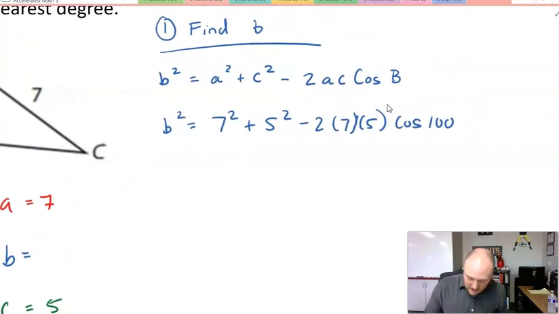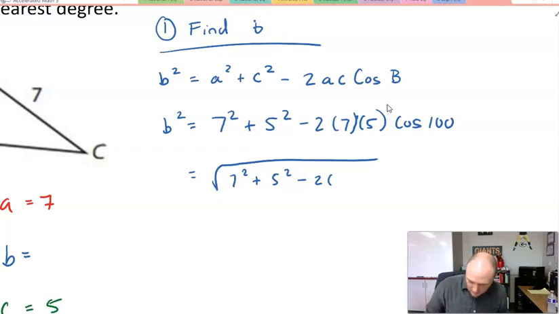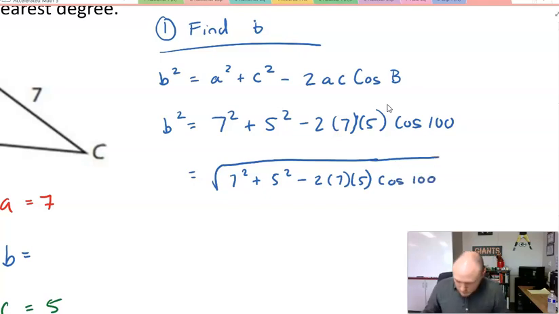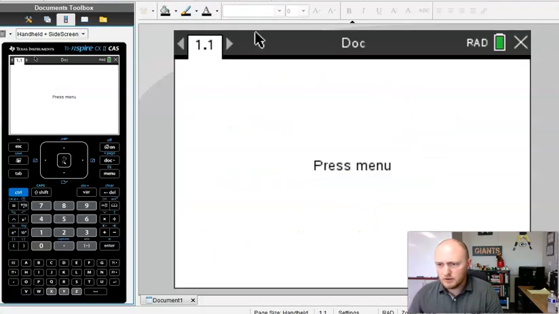I'm just going to take the square root of all of it. 7 squared plus 5 squared minus 2 times 35, but I guess I can just leave it as is, 7 times 5, cosine of 100. Okay, and we're going to plug this into our calculator.